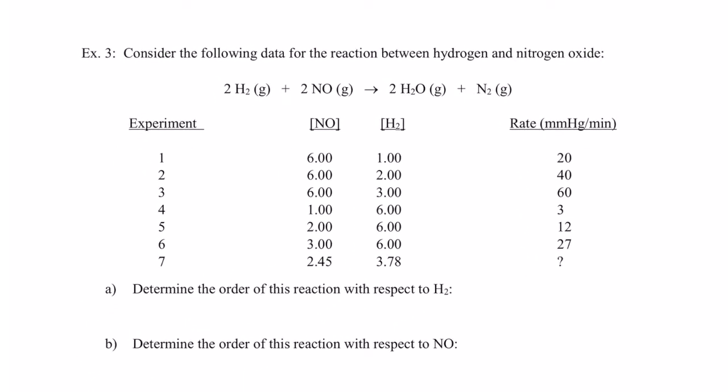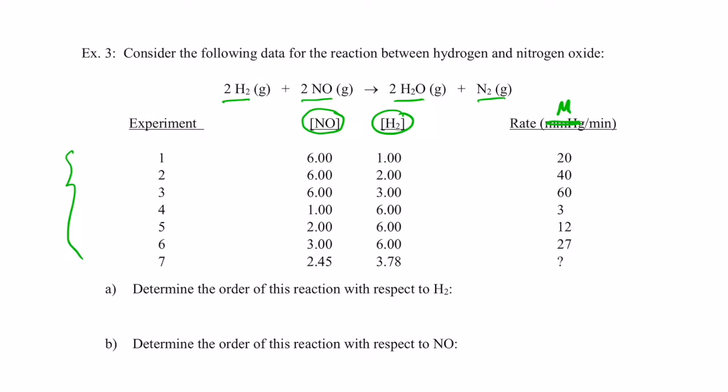Example 3 in your notes is a reaction between hydrogen gas and nitrogen monoxide. We're forming water vapor and nitrogen gas. And I'm going to conduct 7 different experiments where I'm going to vary the concentrations of my reactants, NO and H2, and I'm going to measure the rate. We're measuring the rate in molarity units of change per minute.